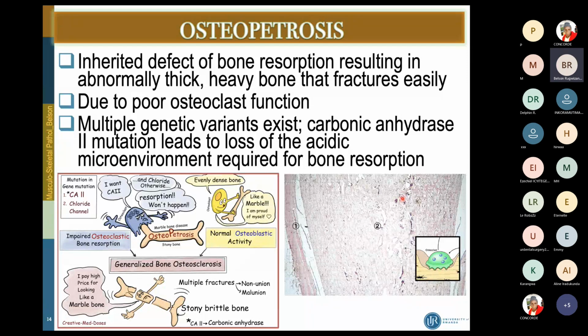So another condition is osteopetrosis. Here, I can say it is when there is too much calcium deposit, if you can say so. So it is an inherited defect of bone resorption resulting in abnormally thick, heavy bone that fractures easily.